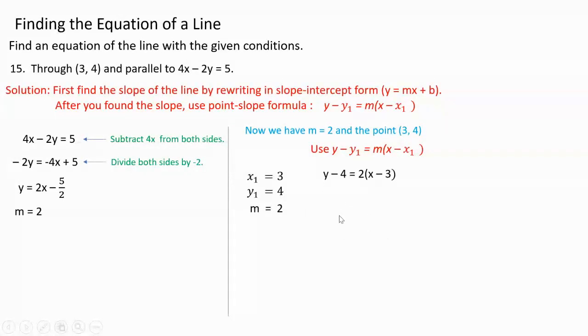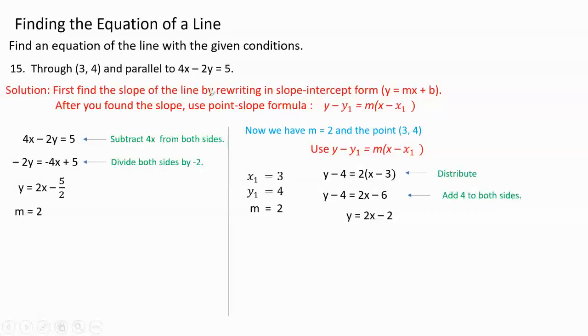All we do is plug it into the formula. So my y1 is 4, my m is 2, and my x1 is 3. Now we get to distribute. So this becomes y minus 4 equals 2x minus 6. Now we add 4 to both sides, and we get y equals 2x minus 2. This is the equation that we're looking for.